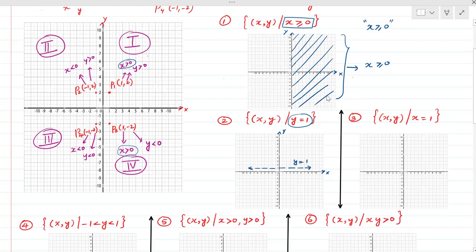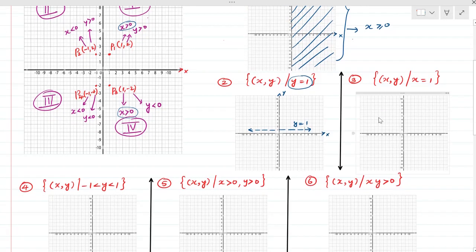Then the last third one: we have the x, y Cartesian coordinate system, and before it was y, now it is x equal 1. So this is the x-axis and y-axis, and x equal 1 is the vertical line, whereas y equal 1 is the horizontal line. We call this horizontal, y equal 1, and this vertical line is x equal 1, which is vertical.